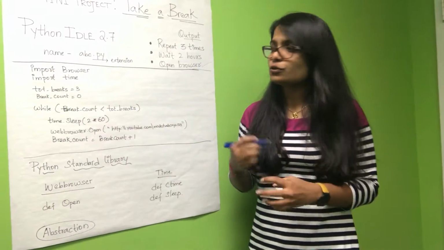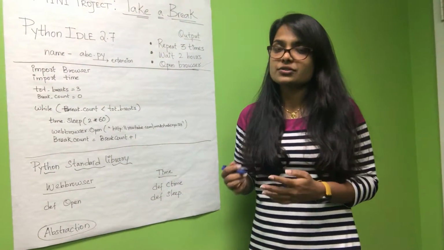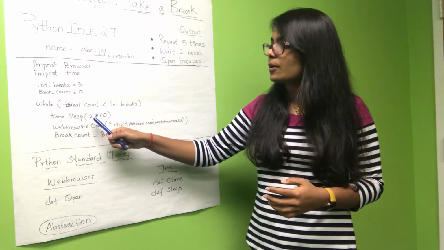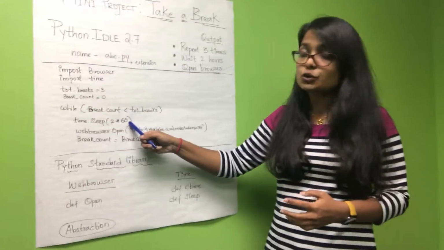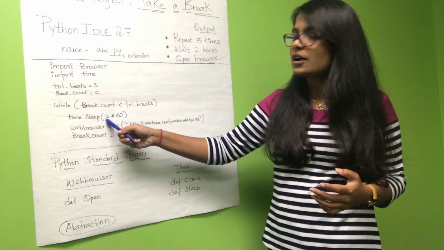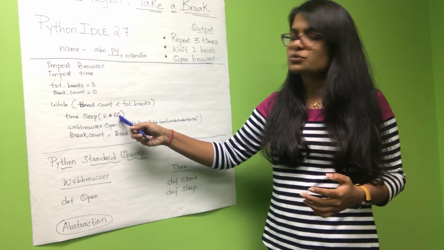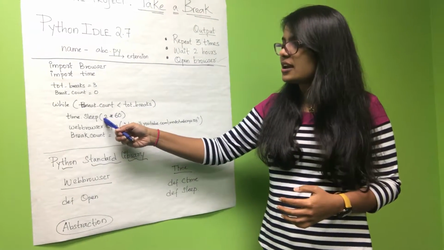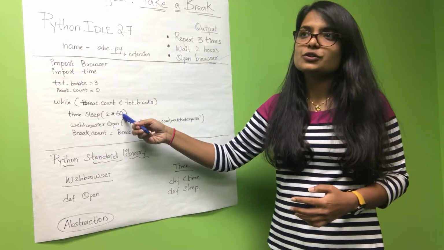After this, you need to continue this every 2 hours, right? So for that, you need to have a sleep time of about 2 hours. Since Python considers only seconds, you have to give it as 2 into 60, or you can just give it as 120 seconds. Just for you to understand, I made it clear as 2 into 60.